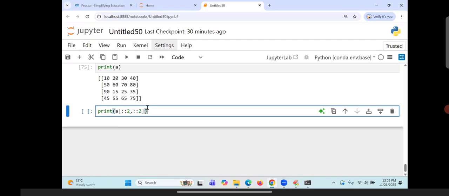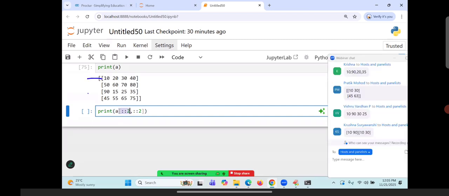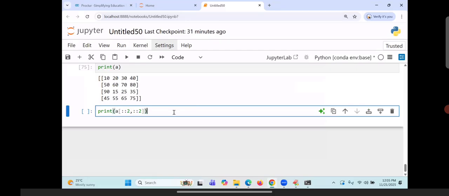Some of the girls become colon only. They're just seeing it like that. What is the answer? First, colon 2. Colon 2 means what? Ready to select 0 and this one, right? And colon 2 means this one and this one. What are the intersection points? 10, 90, 30. That's all. That is the answer.